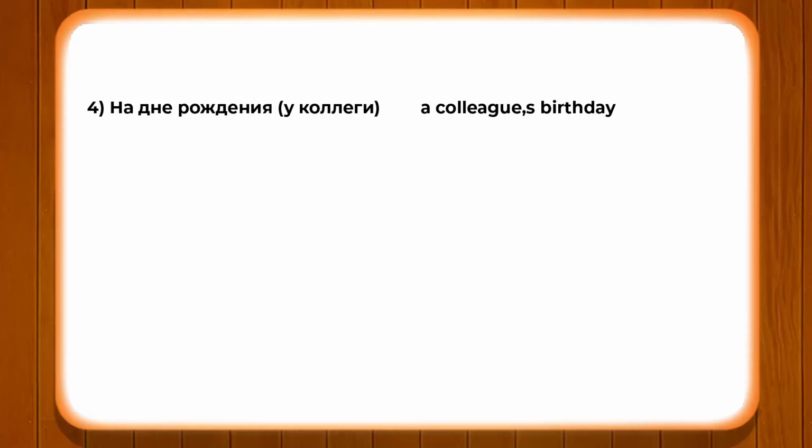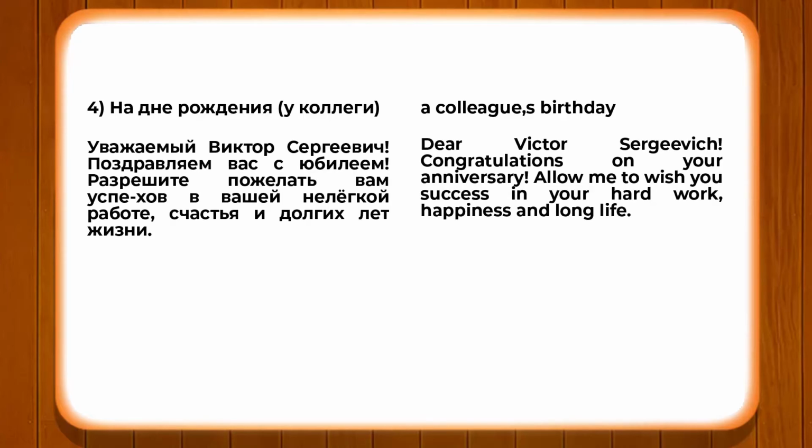where you can see if it is an elderly person or a respectable post, we use "Уважаемый" and we use the name and the surname. "Уважаемый Анатолий Анатольевич, поздравляем вас с юбилеем. Разрешите пожелать вам успехов в вашей нелегкой работе, счастья и долгих лет жизни". Already it's an elderly person, so together with happiness we wish success in work and also a long life to such an elderly person.